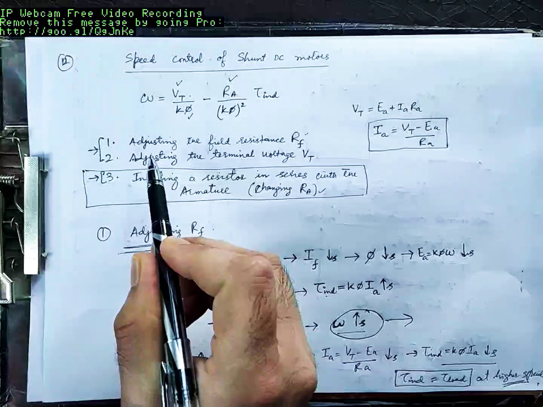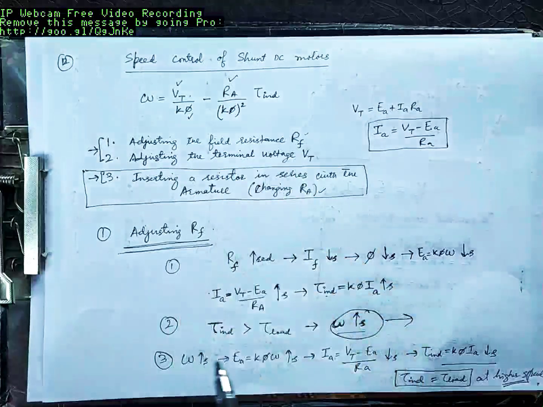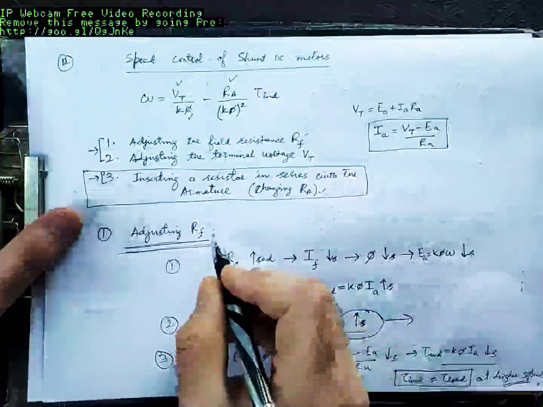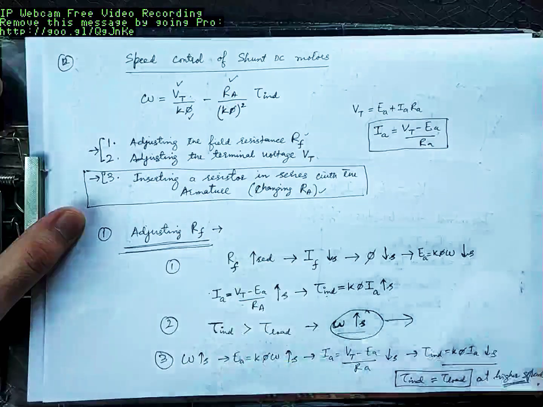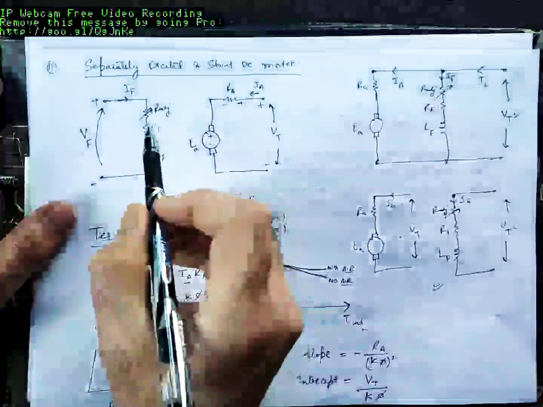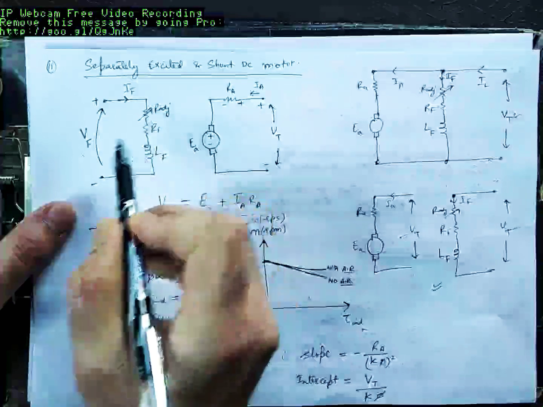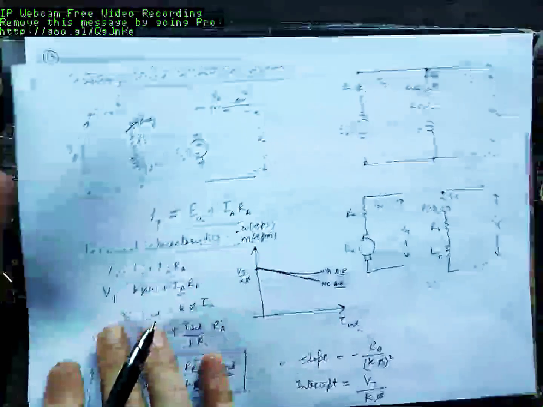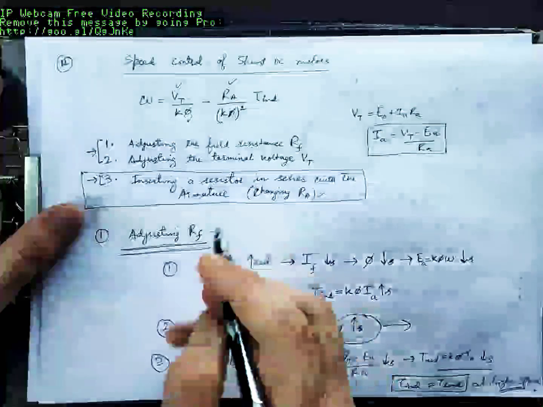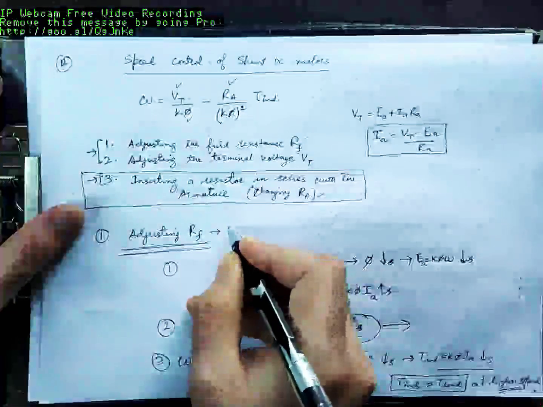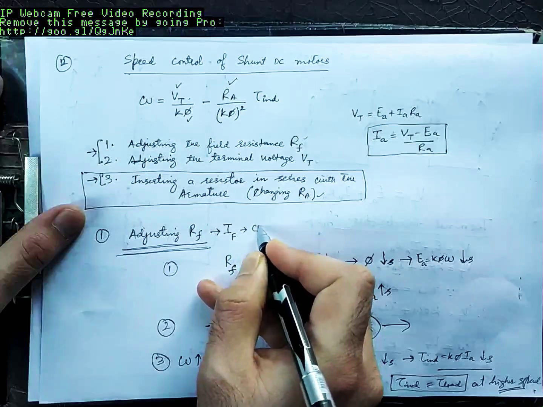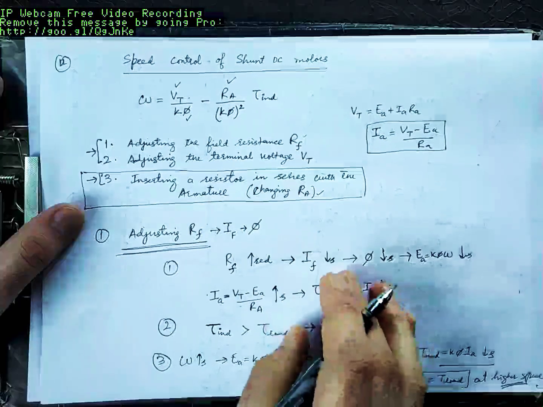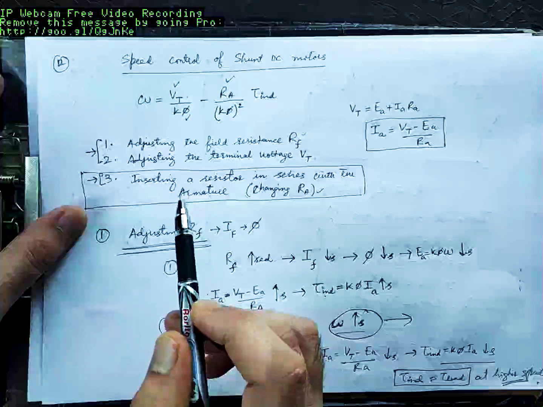The first method, that was adjusting the field resistance RF. By changing this field resistance, in this figure, what I basically intend to change for fixed voltage is IF, the field current. By changing field current, we basically intend to change flux. Thus, this method is also known as speed control by changing the flux.